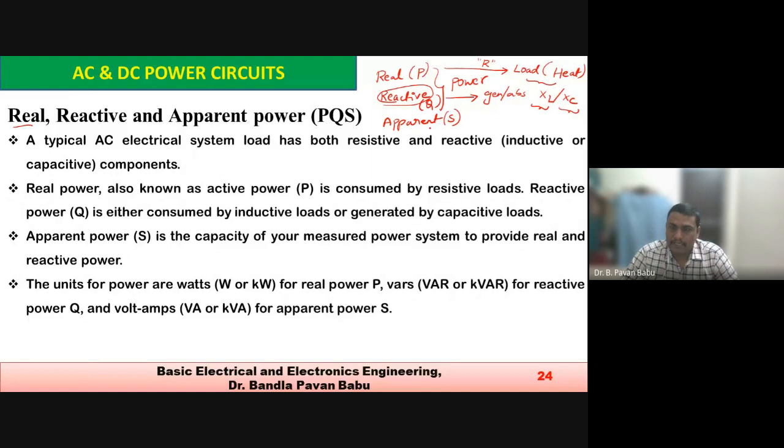Coming to apparent power, it is used to define the actual rating of the machine, and its units are VA. For reactive power, the units are VAR. The units of real power are watts, or mostly kilowatts as well. Reactive power is in volt-ampere reactive, and apparent power is in VA, volt-ampere.